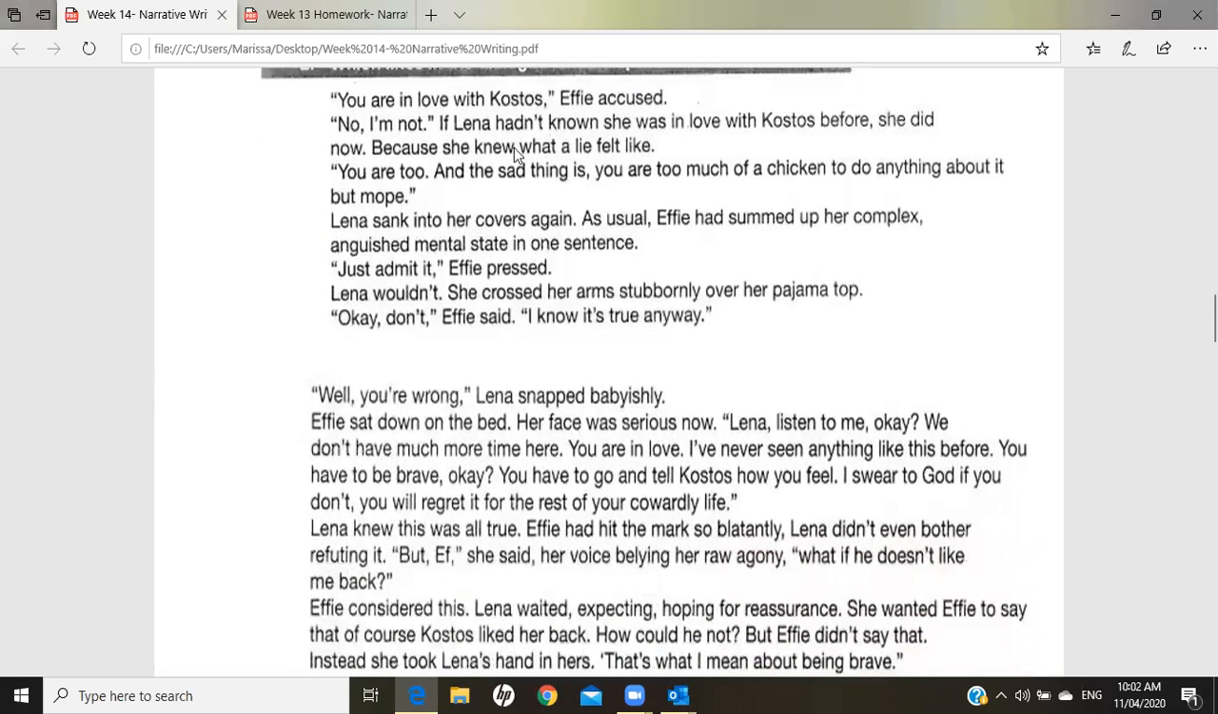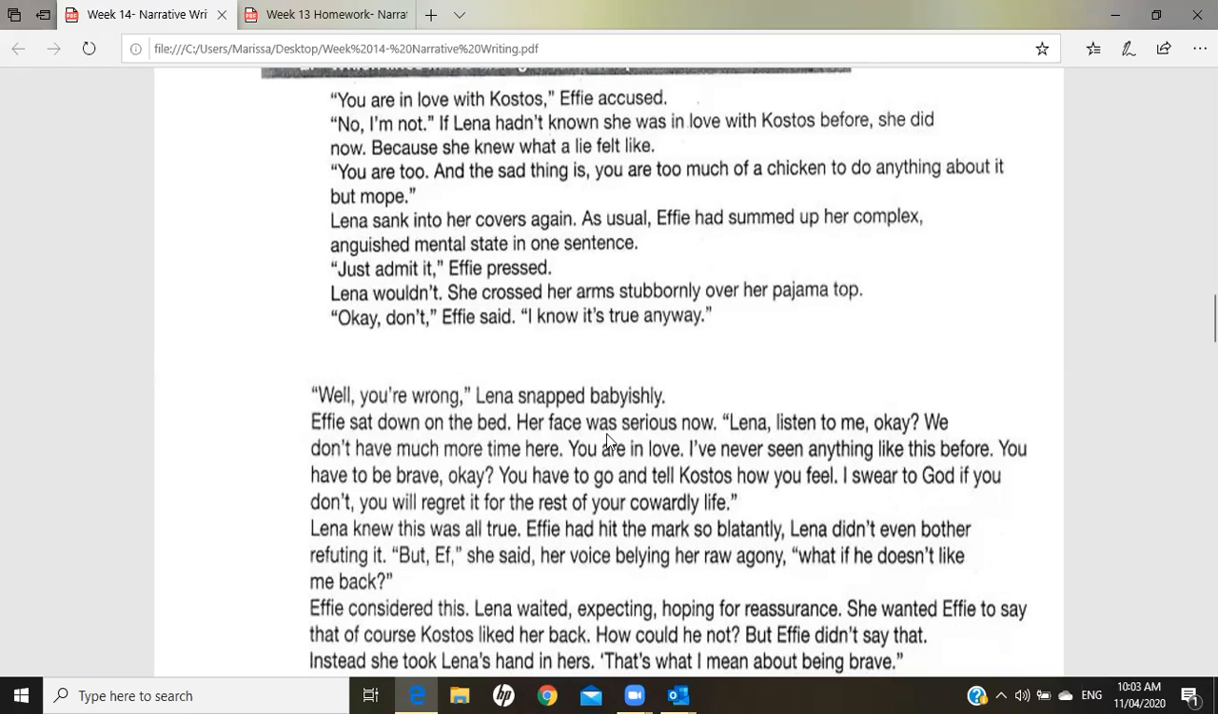"You are in love with Costos," Effie accused. "No, I'm not." If Lena hadn't known she was in love with Costos before, she did now, because she knew what a lie felt like. "You are too, and the sad thing is you are too much of a chicken to do anything about it but move." Lena sank into her covers again. As usual, Effie had summed up her complex, anguished mental state in one sentence. "Just admit it," Effie pressed. Lena wouldn't. She crossed her arms stubbornly over her pajama top. "Okay, don't," Effie said. "I know it's true anyway." "Well, you're wrong," Lena snapped babyishly.